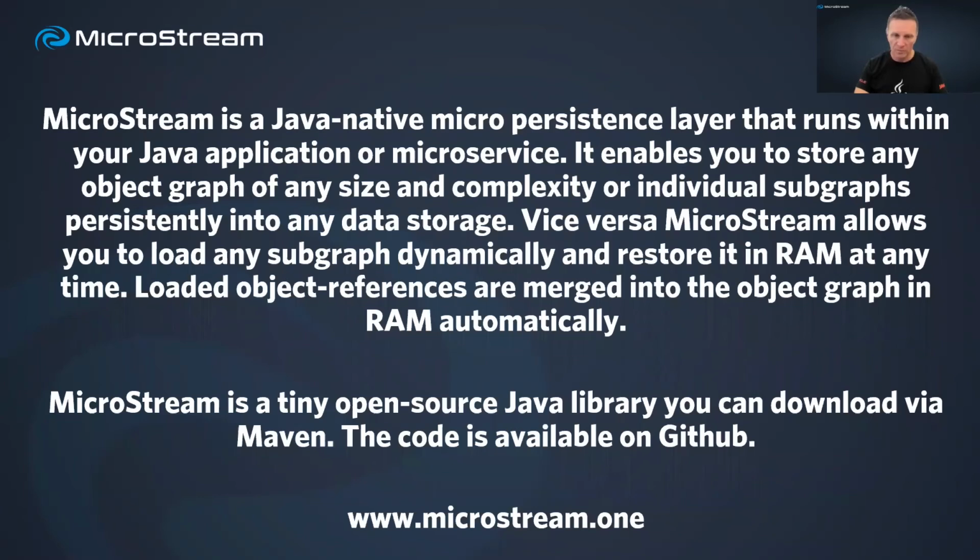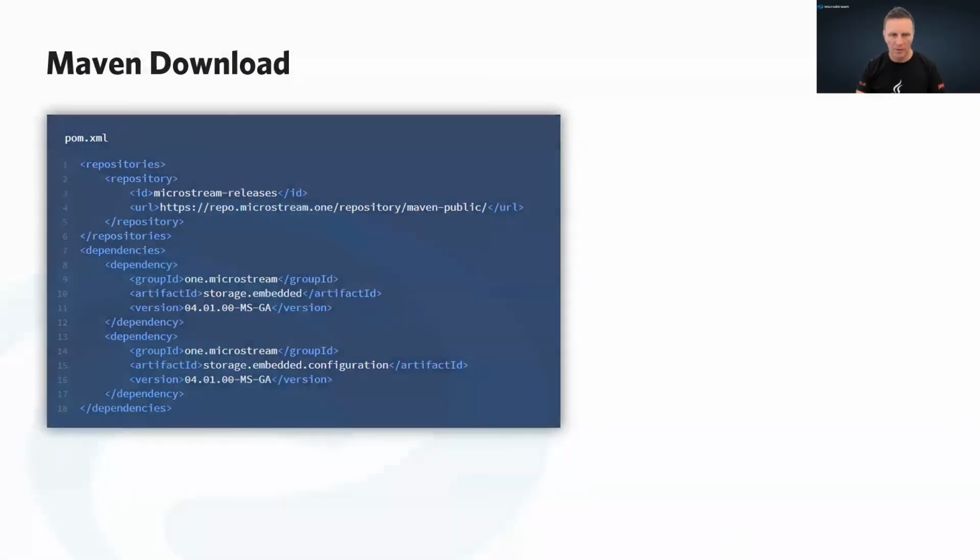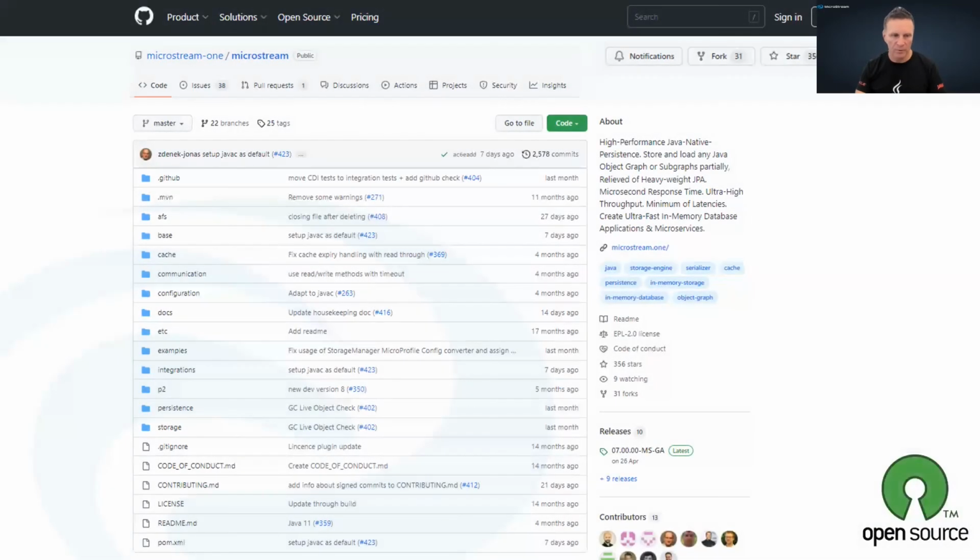And with MicroStream now we are able to store only the deltas, so not to create a snapshot of the entire database, but only storing the changed objects. And then we have micro snapshots. We store it also as binary on disk persistently, and vice versa. We are able to load single subgraphs and restore it in memory. And this is really powerful. You can download MicroStream via Maven, and you can find the code on GitHub, so it's open source.